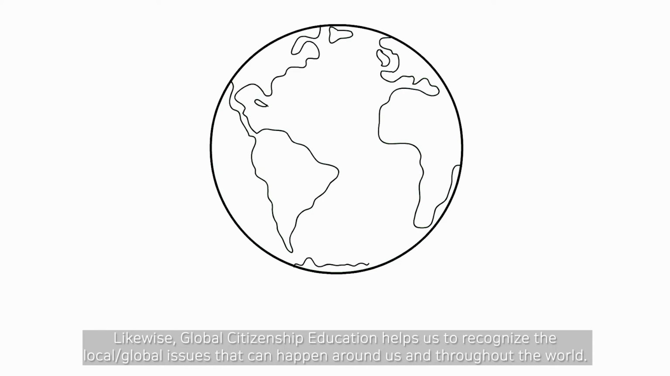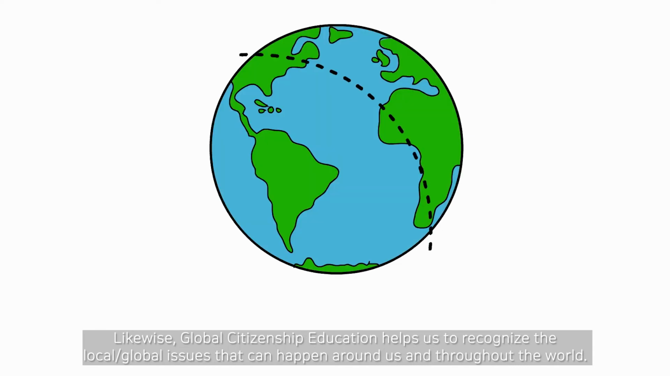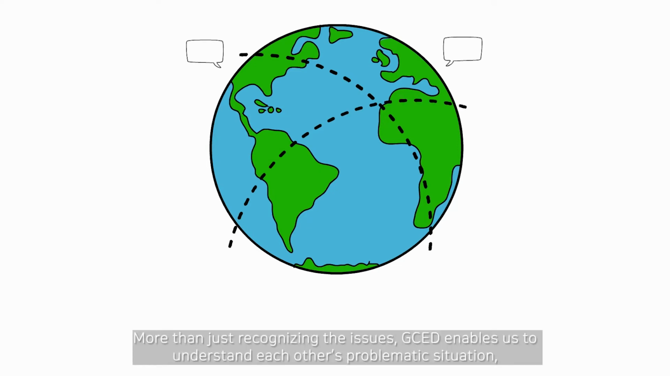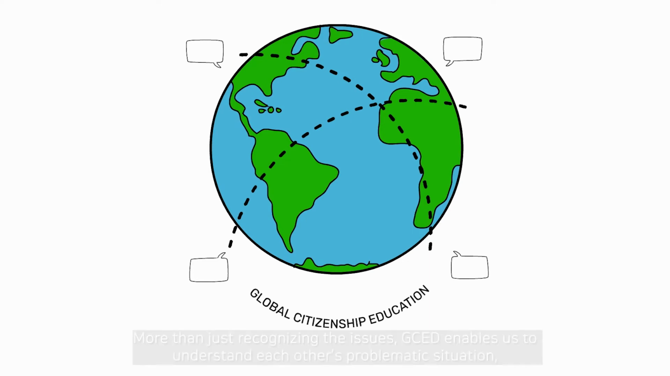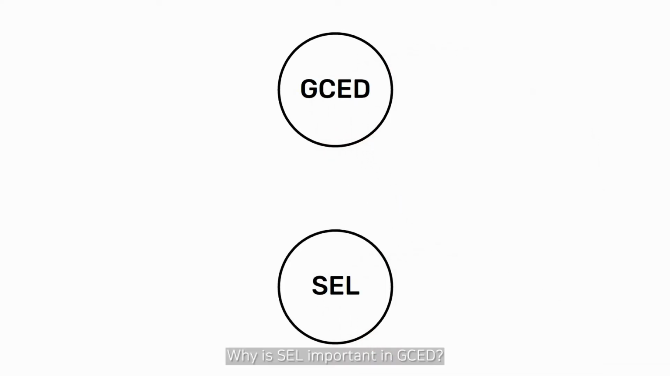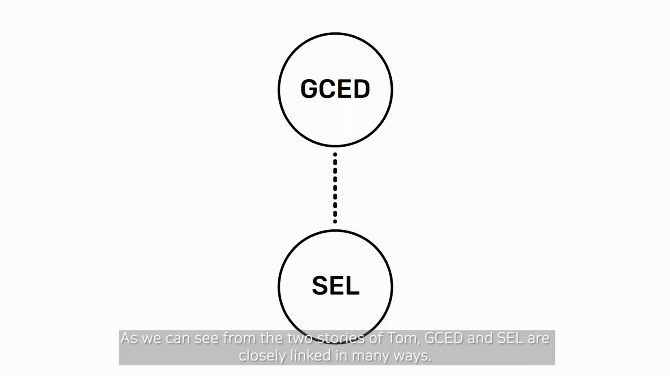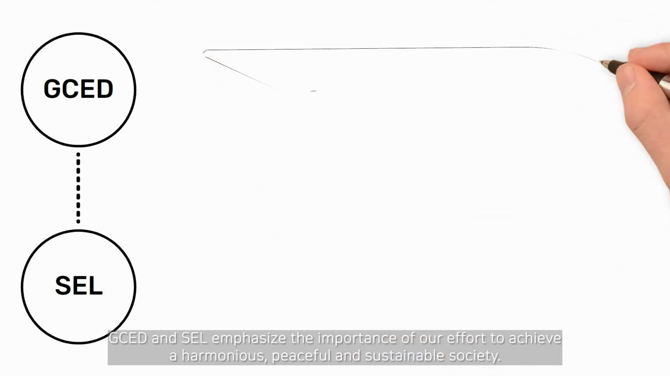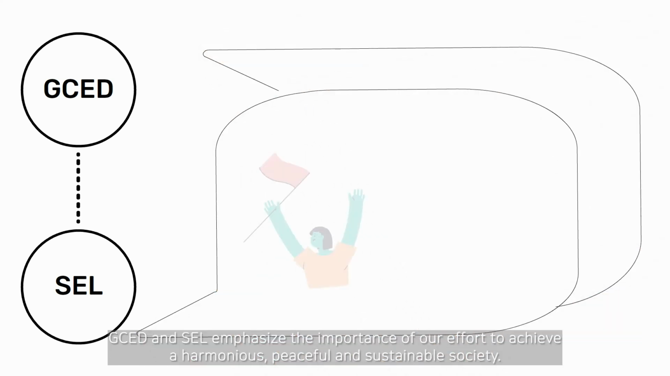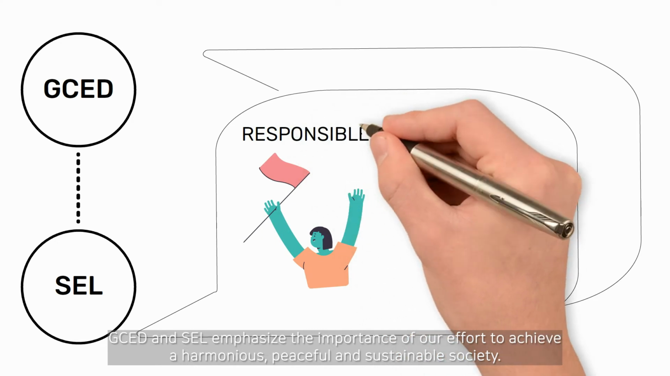Likewise, global citizenship education helps us to recognize the local and global issues that can happen around us and throughout the world. More than just recognizing the issues, GCED enables us to understand each other's problematic situation and learn the necessity to actively solve the issues. Let's look into the relationship between SEL and GCED. Why is SEL important in GCED? As we can see from the two stories of Tom, GCED and SEL are closely linked in many ways. GCED and SEL emphasize the importance of our effort to achieve a harmonious, peaceful, and sustainable society.